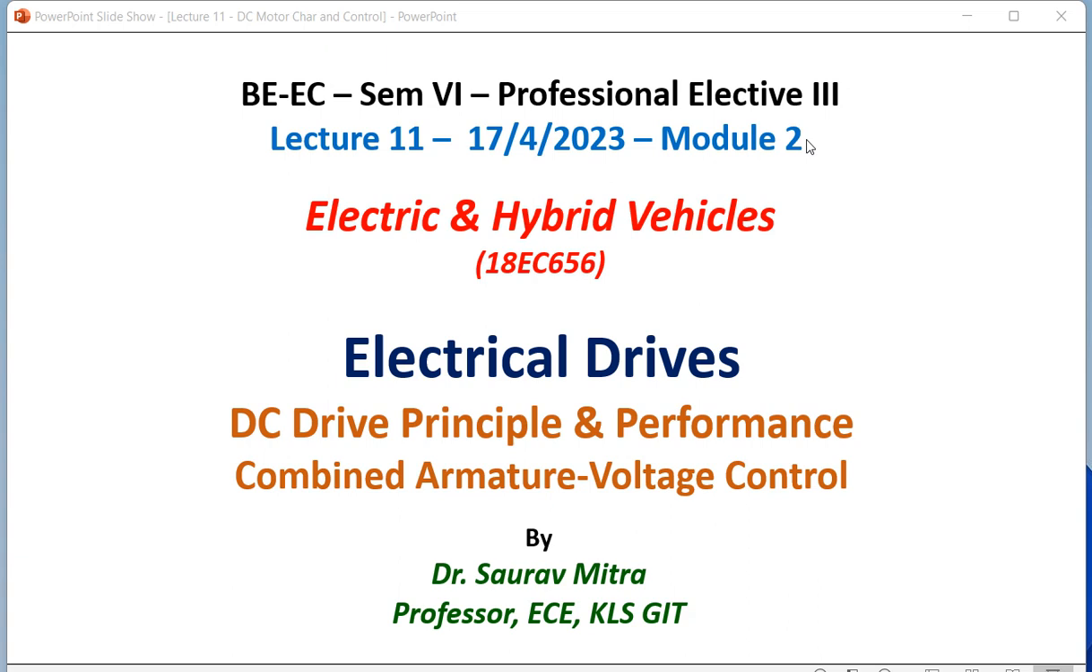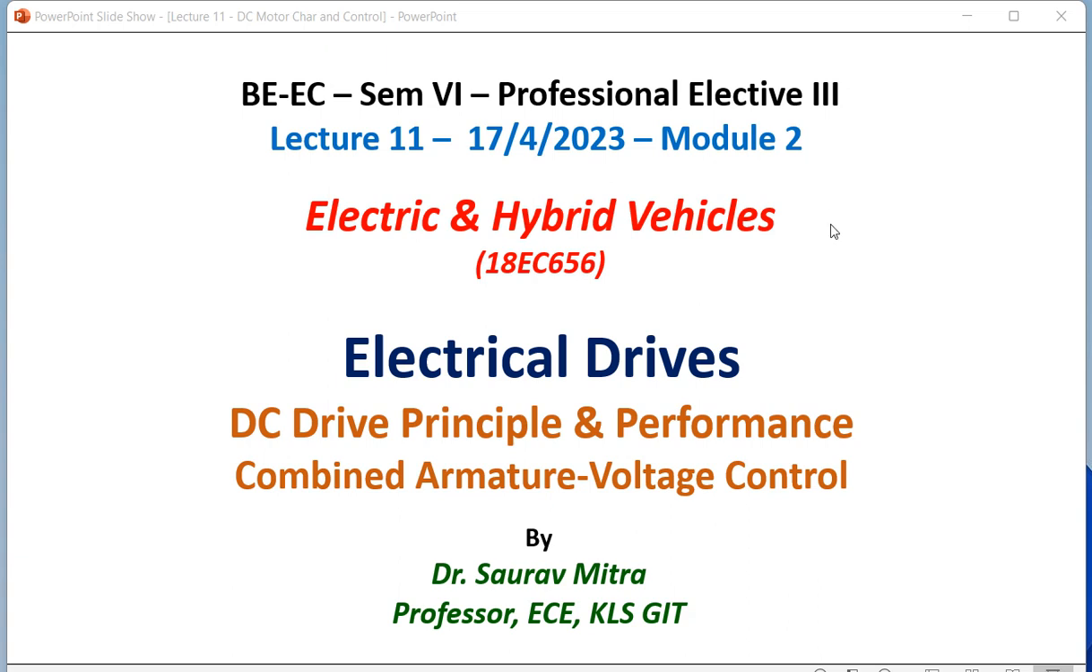So again I am telling you two very important questions. Number one, the characteristic of DC motor, that is the torque and armature current characteristic of series motor and shunt motor, and next one is combined armature voltage control, which is used in EV. These two are the main two 10-mark questions.